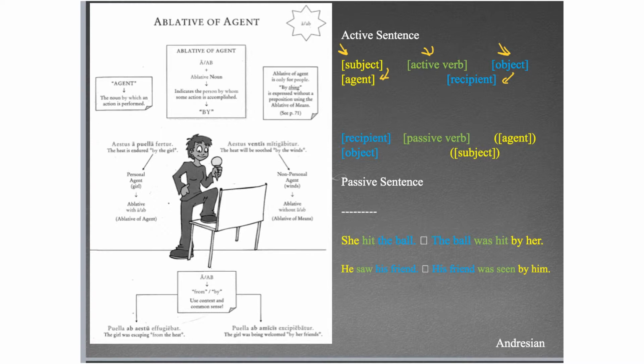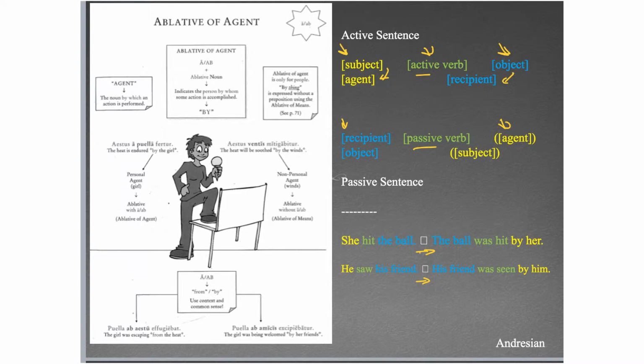Okay, so in a passive sentence down here, note that the recipient becomes the subject. Now the verb is passive as opposed to active, and then the agent comes afterwards, and it's in parentheses because the agent is optional in a passive sentence. And then you get an example down here. These are arrows that don't translate into this program from PowerPoint. She hit the ball, the ball was hit by her. He saw his friend, his friend was seen by him.